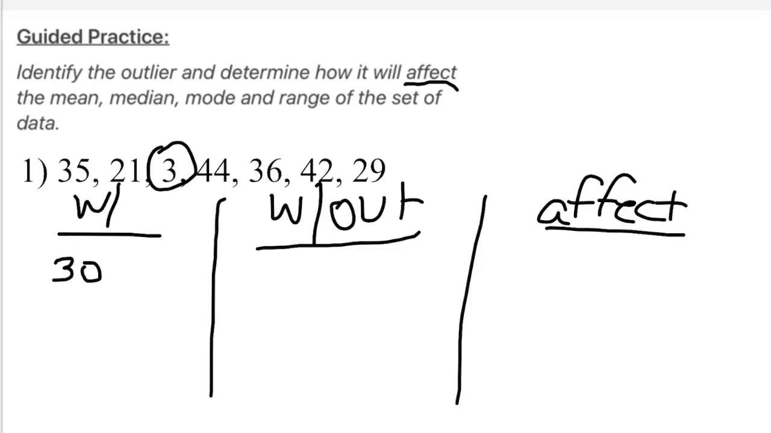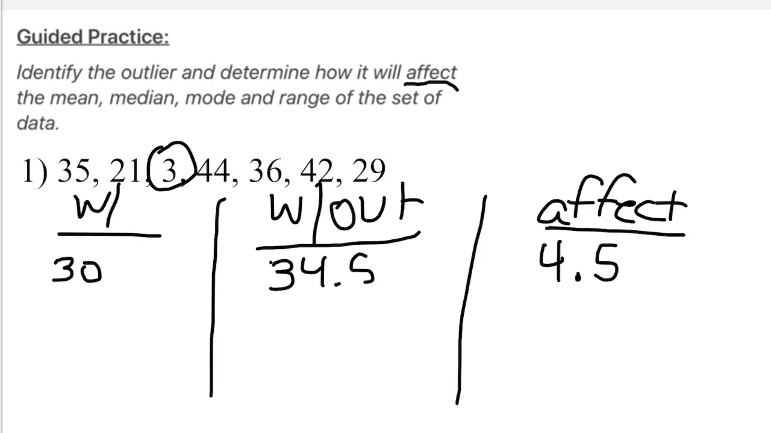And then do the same thing except without. So we're going to do 35 plus 21. We are not going to add 3. We're going to skip 3. So we're going to add 44 plus 36 plus 42 plus 29. And then we're going to divide by 6 instead of 7 because now we didn't include the 3, so we only have 6 numbers. And now our average is 34.5. So that has an effect of 4.5 or 4 5/10.